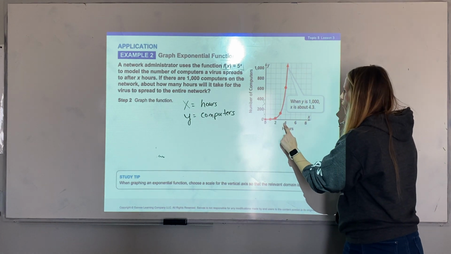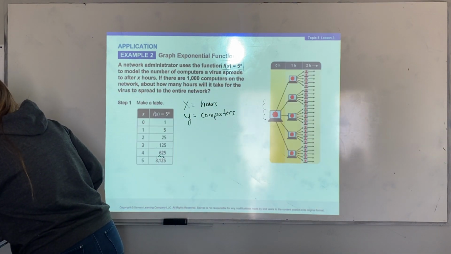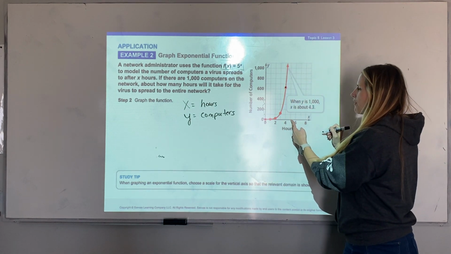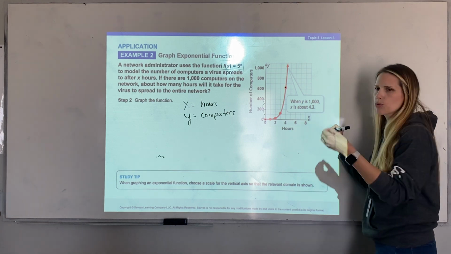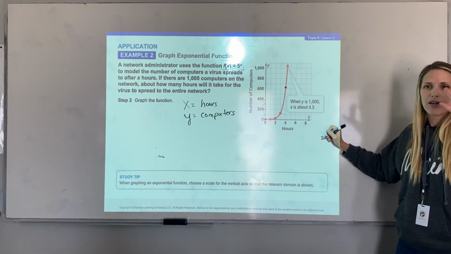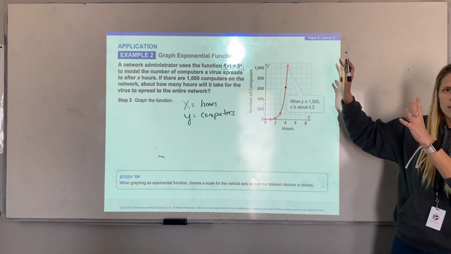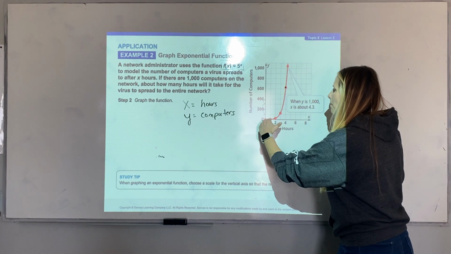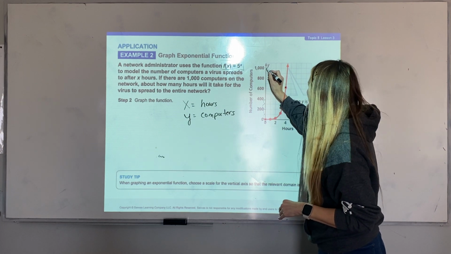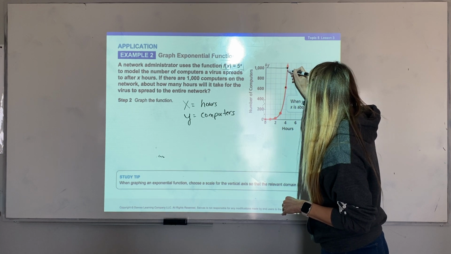So after 4 hours, what was it on the table here? 625, right here. And then the value after 5 hours was way over 1,000. But since we're looking for the 1,000th computer, how many hours? To find the 1,000th computer, we have to consult the graph, because our bendy exponential function here is shooting up so high. If we go to our y-axis at 1,000 computers, it's like 4 hours, 15 minutes.